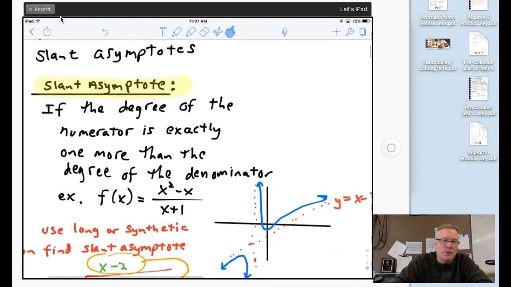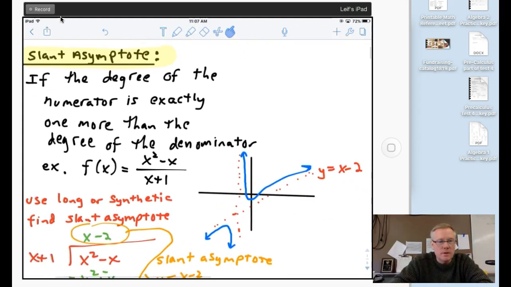Below it I wrote out an example just so we can see one. If I had this example, f of x equals x squared minus x over x plus 1, you can see the numerator has the higher degree. That one's got an x squared, this one's got a regular x, which means the numerator has the bigger degree, and therefore we're going to get a slant asymptote.